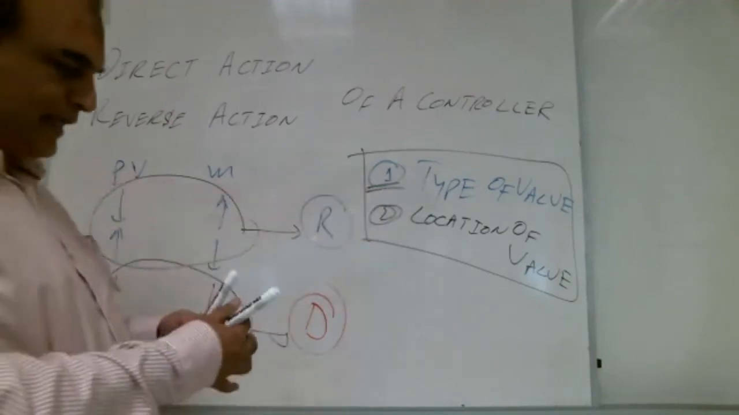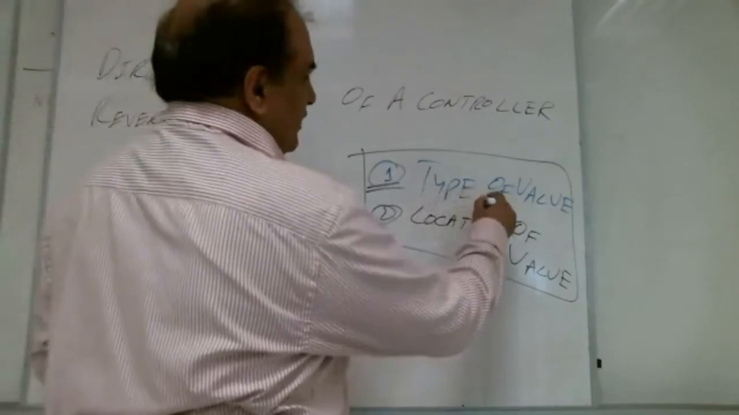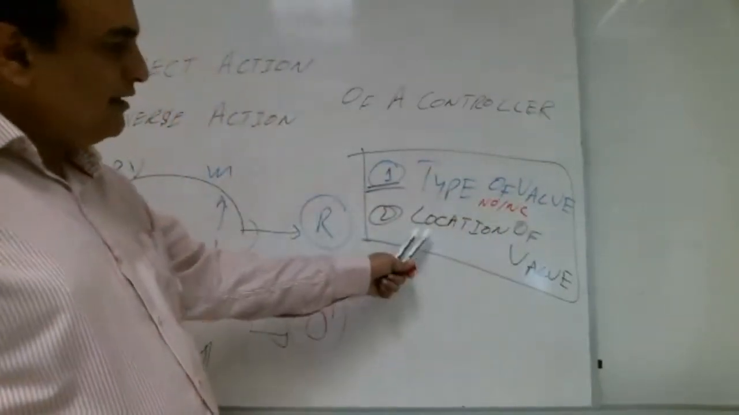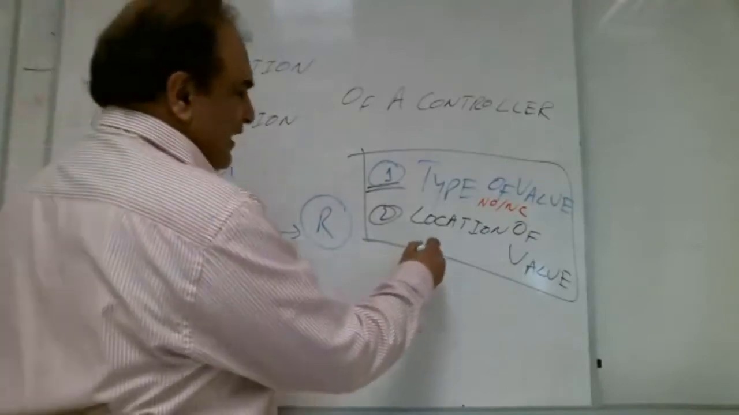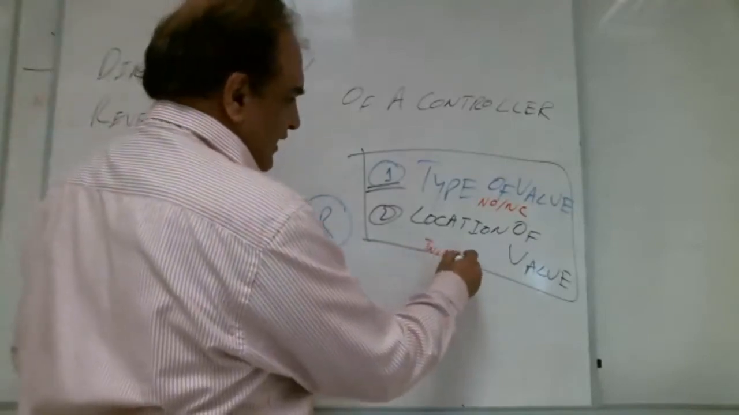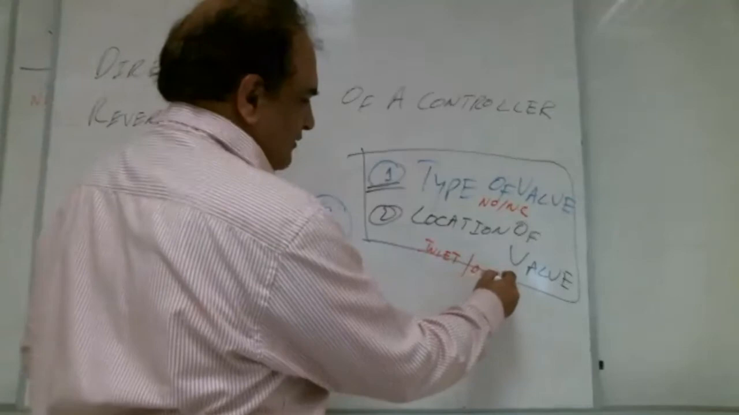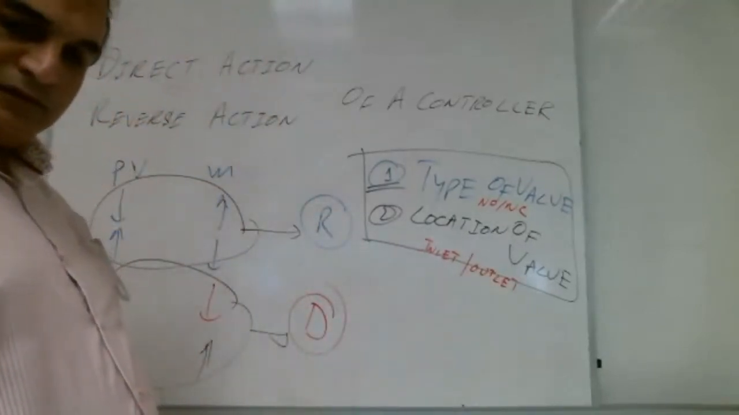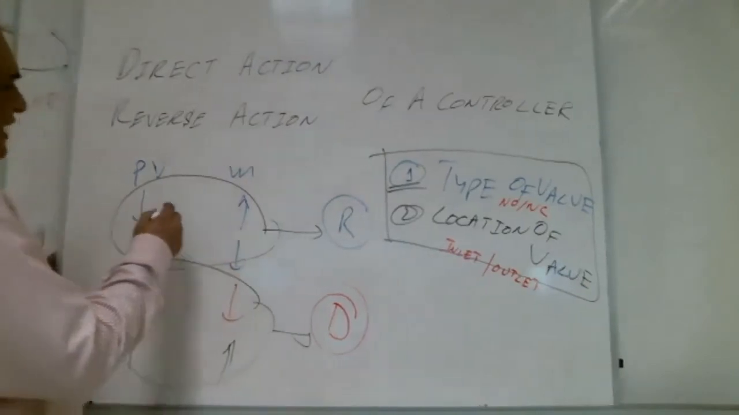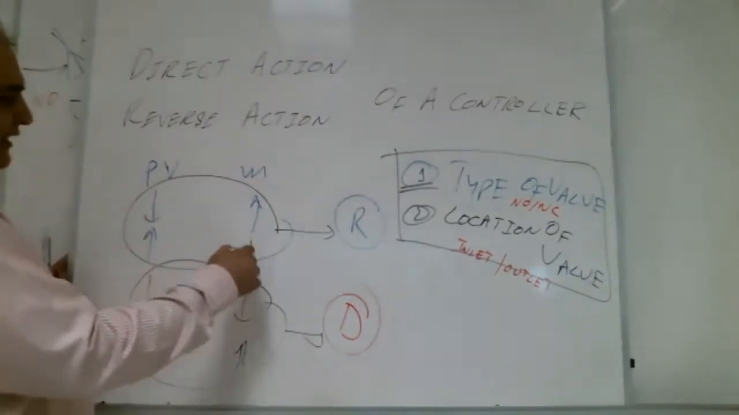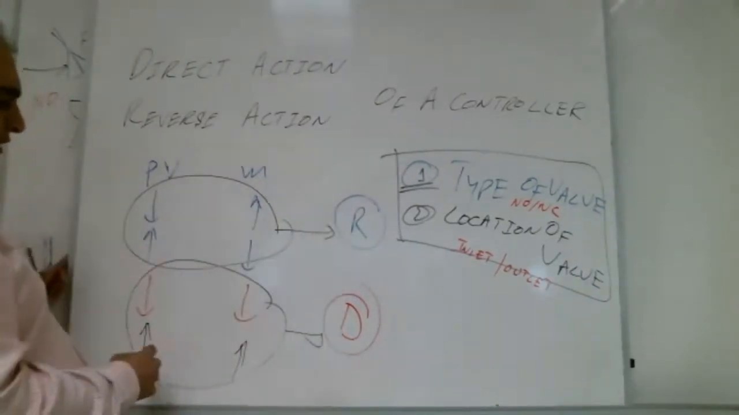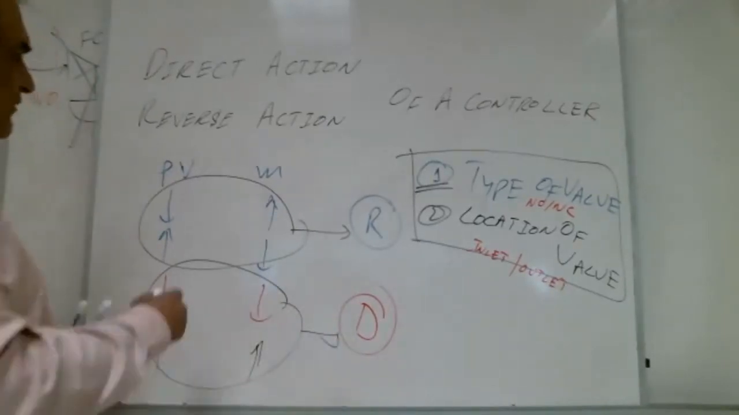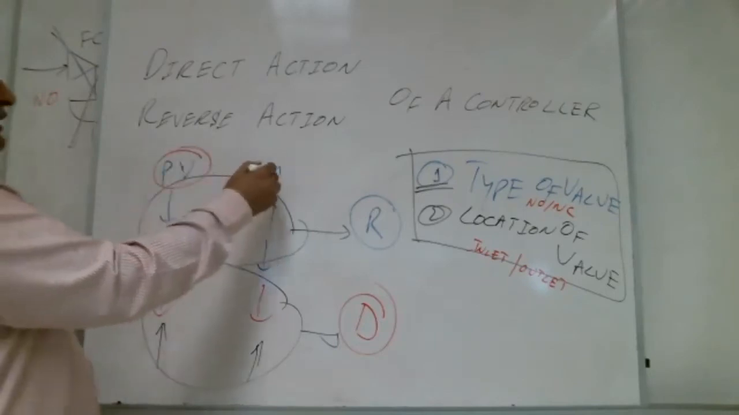Type of valve means what? Normally open or normally closed. And location of valve: inlet or outlet. Right, Shabab? Yes. And if both arrowheads are opposite, in opposite directions, we say reverse. If both arrowheads are in the same direction, we say direct. And we talked about these two things, PV and M.